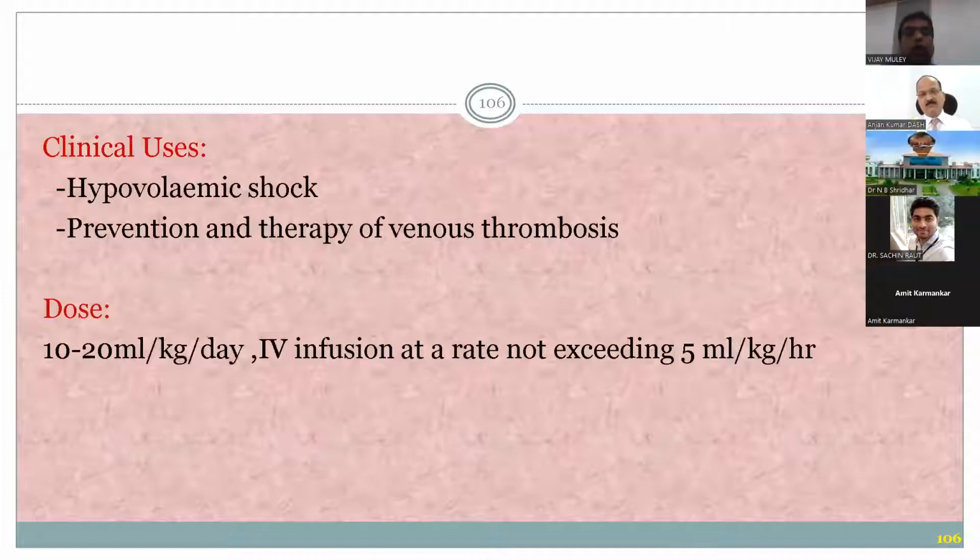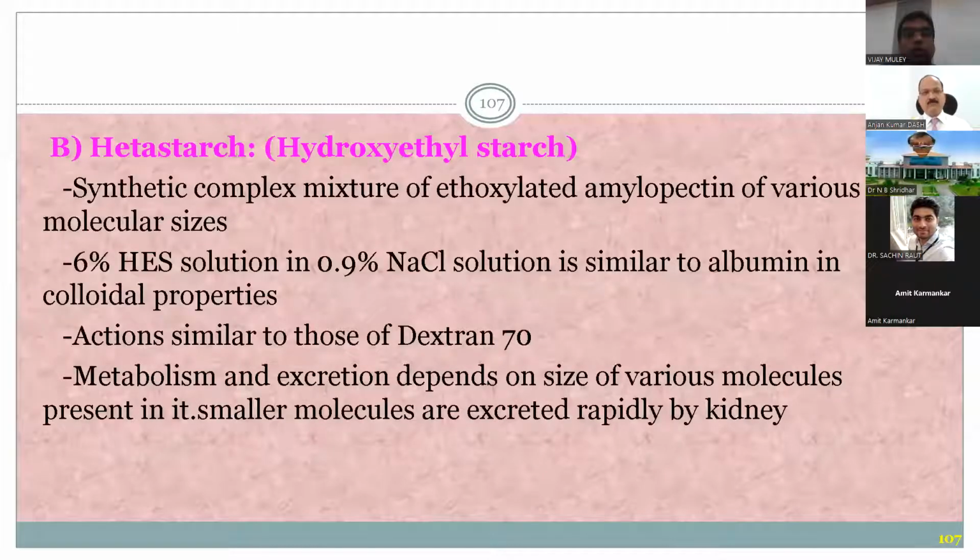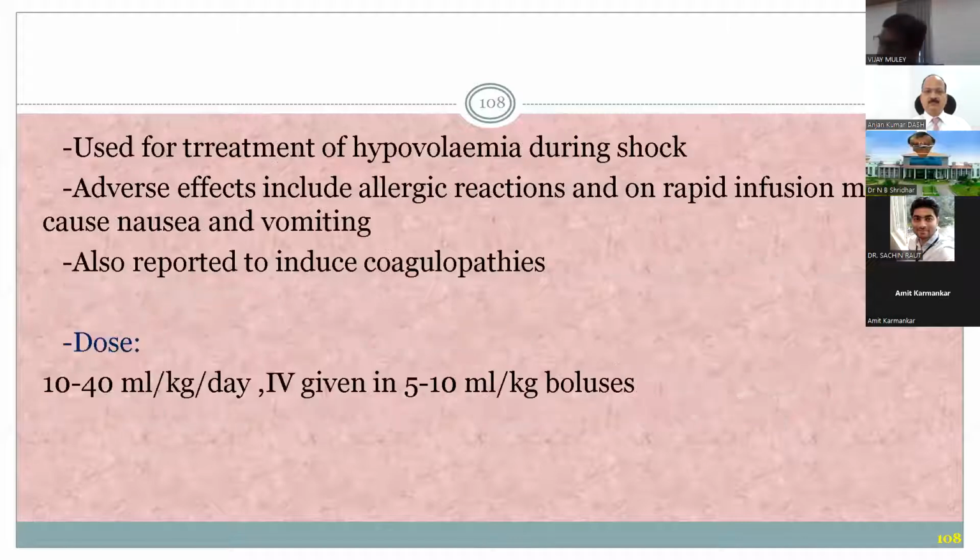IV infusion not exceeding 5 ml per kg. Very slowly we need to administer this. And hetastarch, also called hydroxyethyl starch, is a synthetic complex mixture of ethoxylated amylopectin of various molecular sizes. So this 6% HES solution in 0.9% sodium chloride solution can be administered like the dextran, and the dose is 10 to 40 ml.